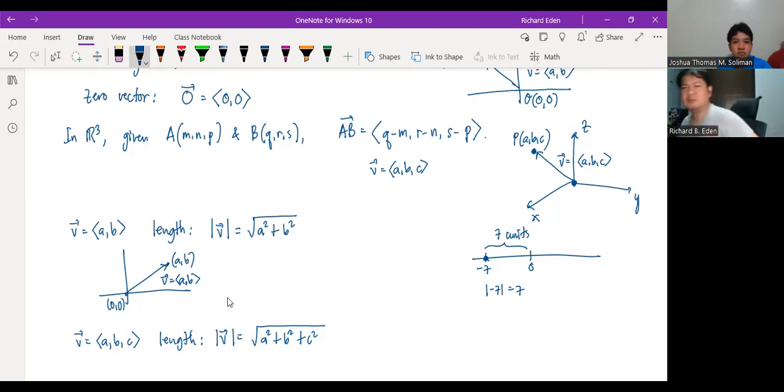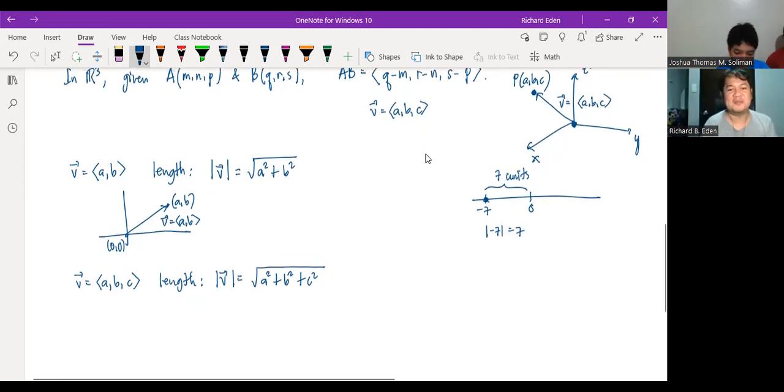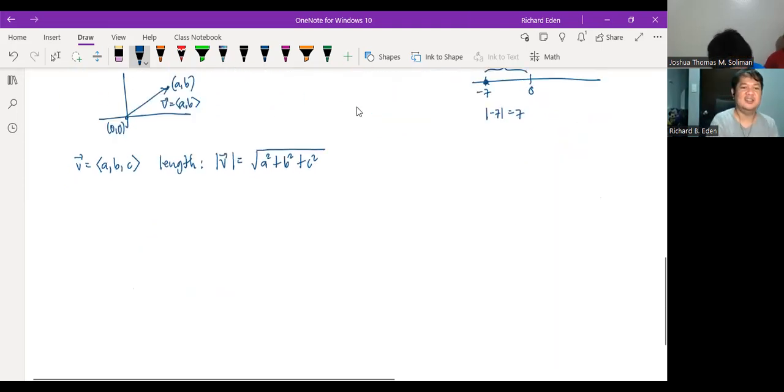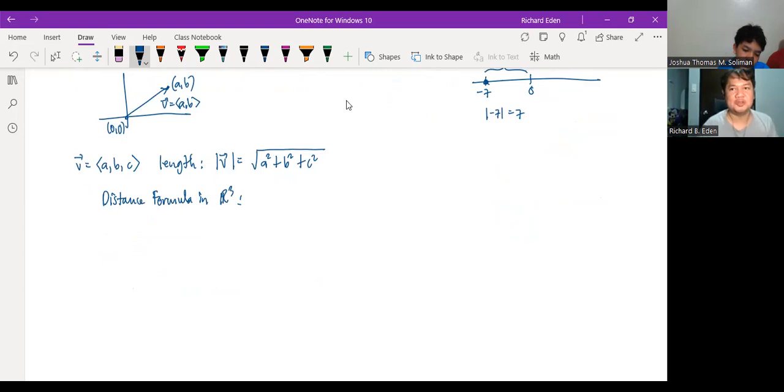Have you ever encountered the distance formula in three-dimensional space? Hindi ko po alam bakit po ganun. Okay, so let's talk about that. Okay, so the distance formula in R3. Hold on. I'm gonna ask someone to bring water up to me here.